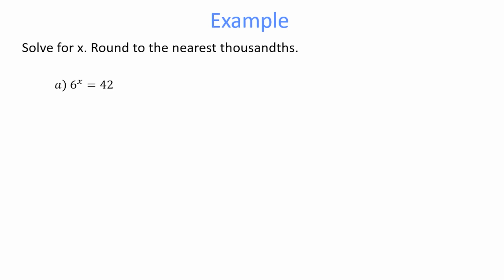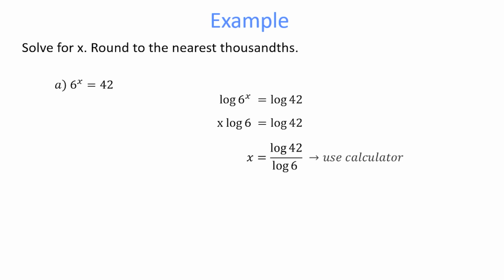And as I mentioned in the previous slides, we need to take the common logarithm of both sides. Now we need to use the power property of logarithms, which means this x will come down here to multiply log 6. Therefore, we simply need to divide by log 6. Here we go. And this is something we can easily type into our calculator. And our answer is 2.086.